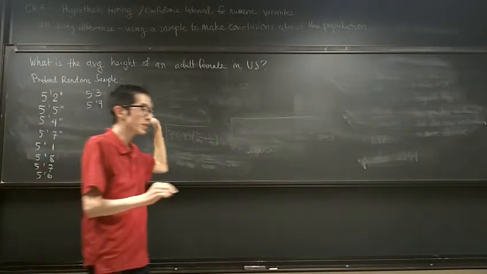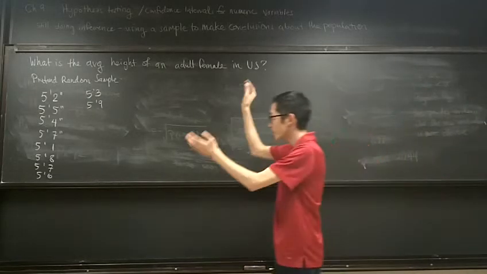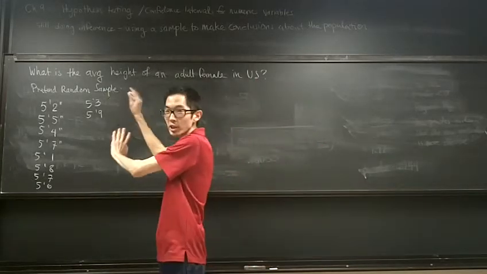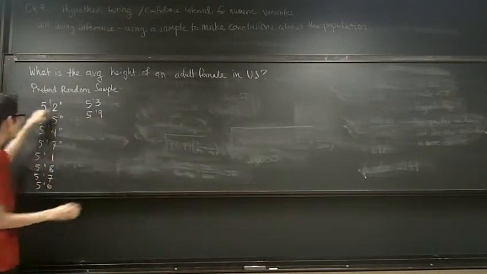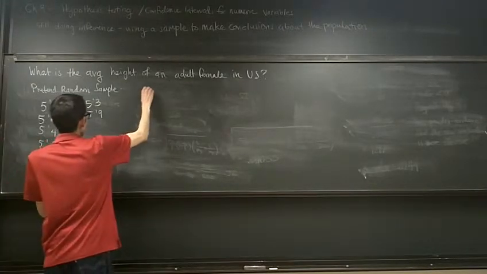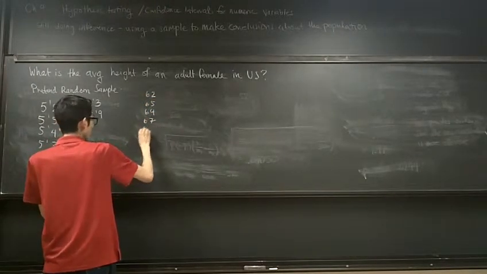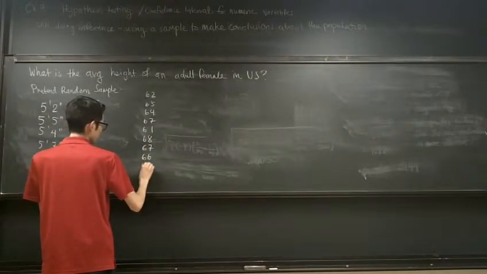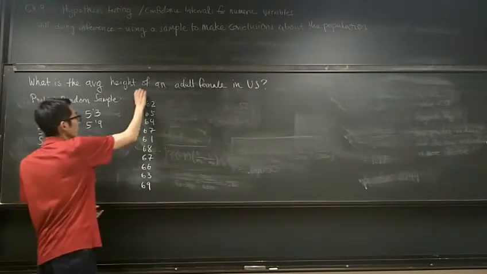So here is our data, and we want to know the average height of a woman in the United States. I'm going to convert all of these into total inches rather than feet and inches. Basically 5 feet is 60 inches, so I'm just adding 60 to the inch measurements. So I got 62, 65, 64, 67, 61, 68, 67, 66, 63, and 69. So this is my sample.